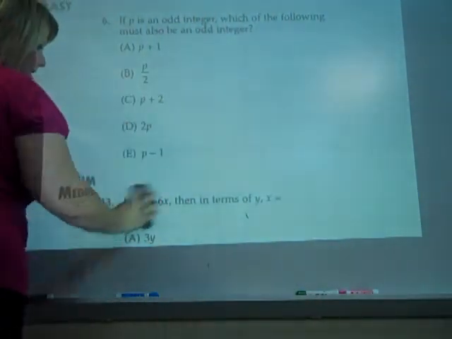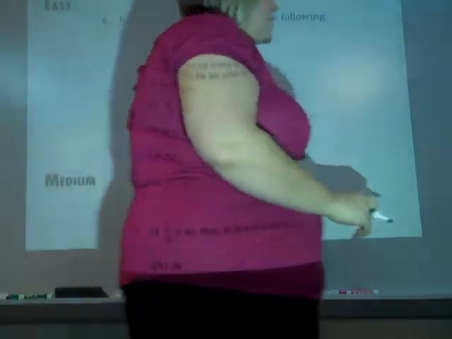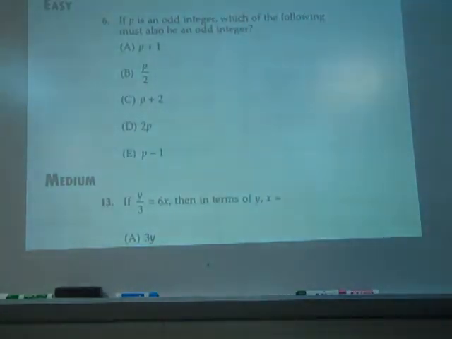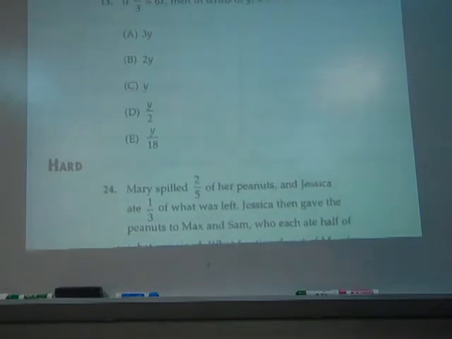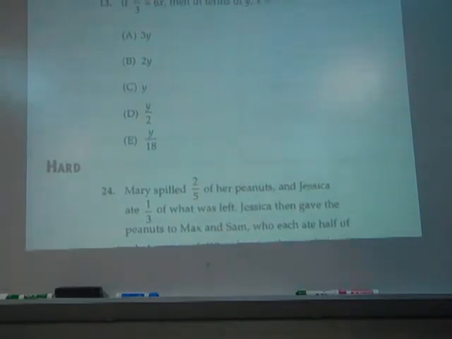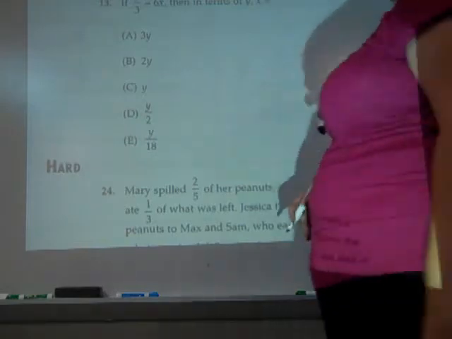Okay, so let's look at the next one. You want to take your time on that one. That's that easy one where you don't want to rush through it trying to get to the medium or hard questions. If you don't get to the medium or hard, that's okay. You want to make sure that the ones you are answering in the easier you're getting right.